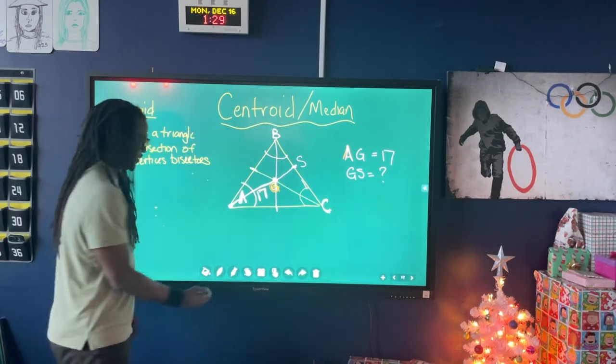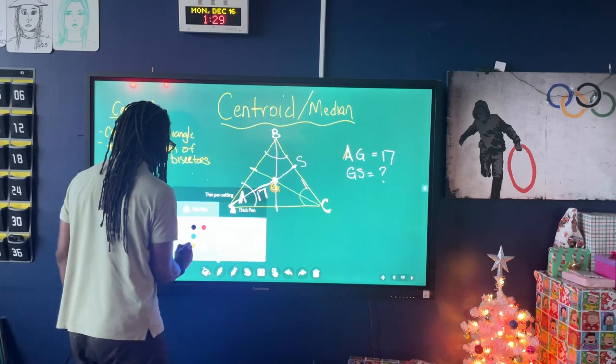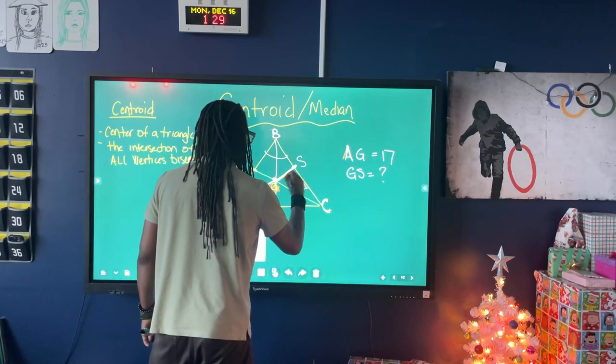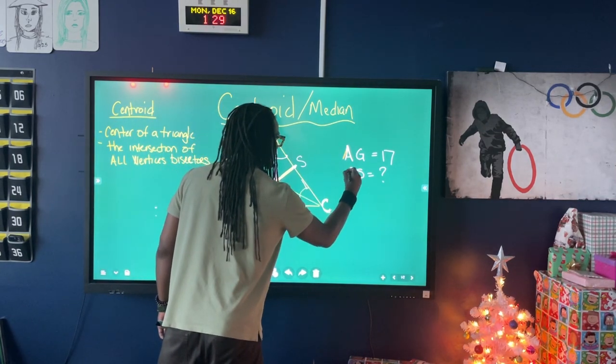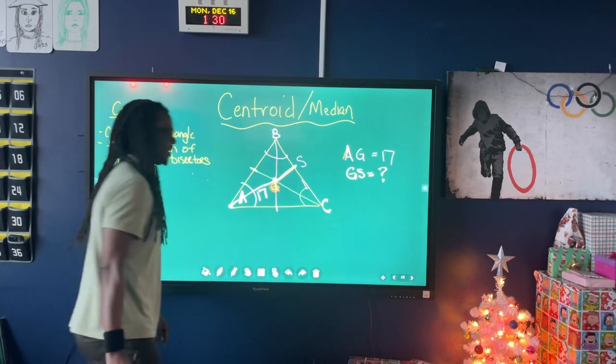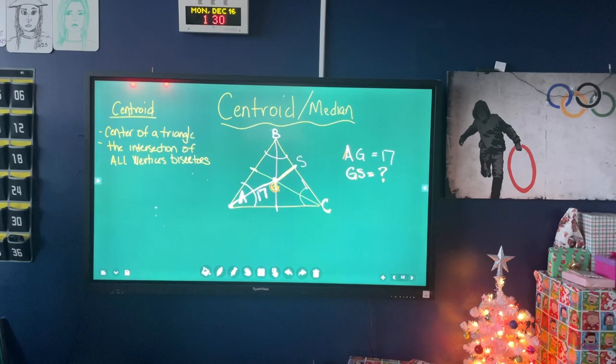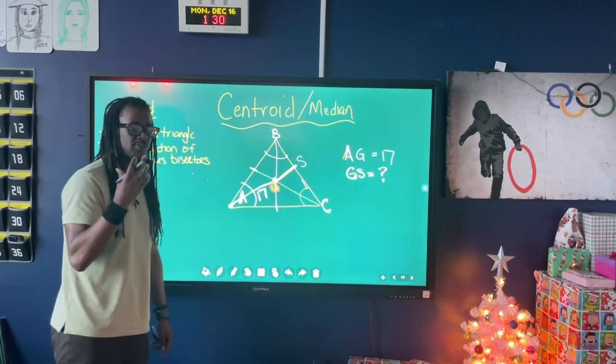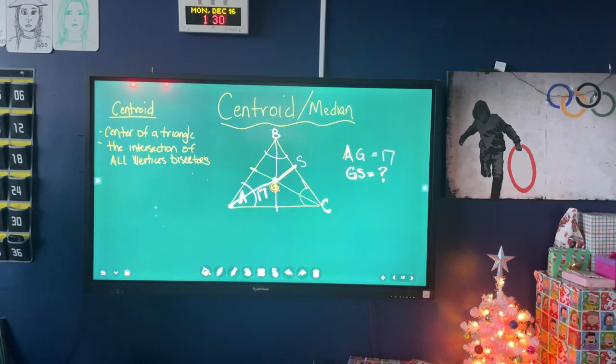We've got to find line segment GS. Let me put that in a different color. This is what we need here. We need GS. That's what we'll be looking for. So what's something that we can use? Some more information that we can utilize?